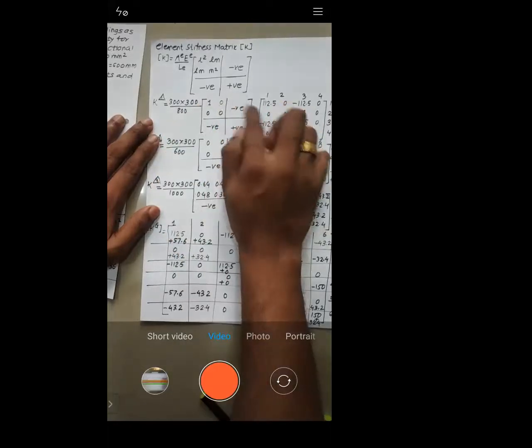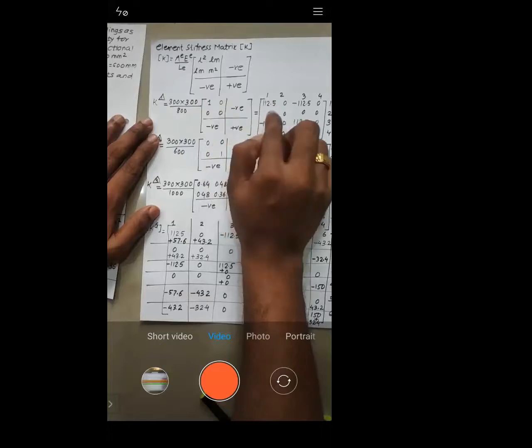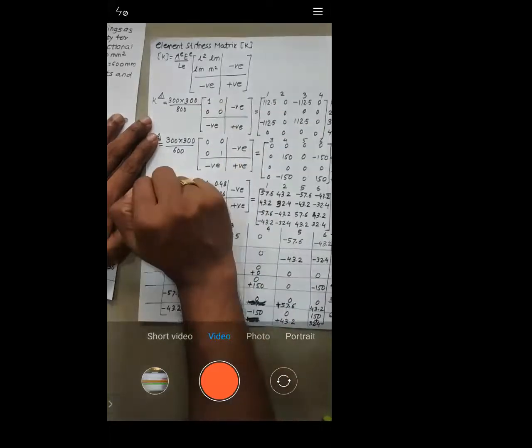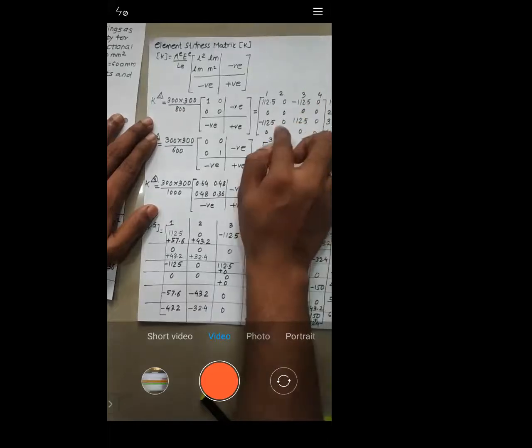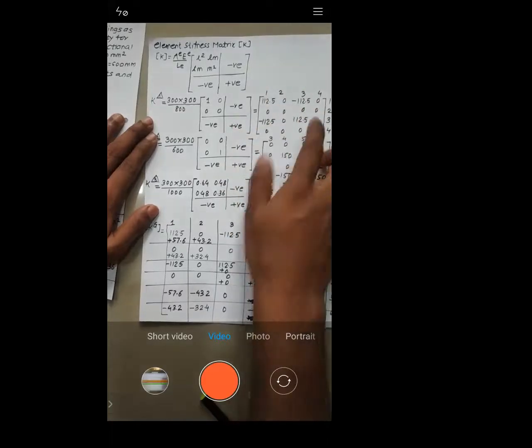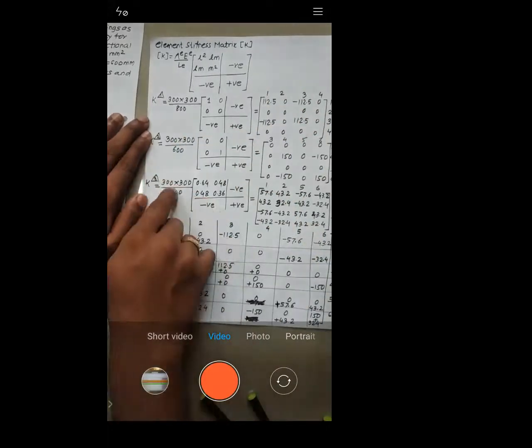When you multiply it by 0, you will get 0, right? So the same thing is here, but with the negative sign. The same thing is here, and the same thing is here. Okay, so I'm going to do the same for element 2 and element 3.